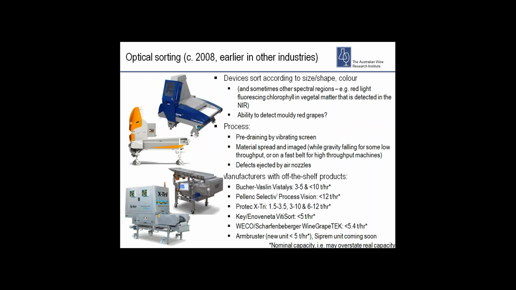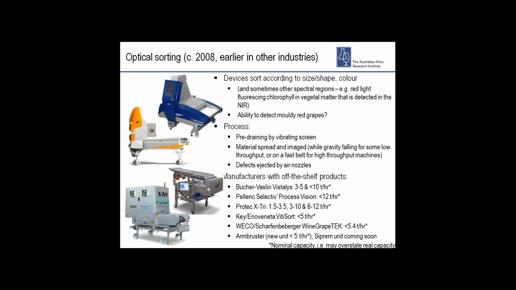So the last main sorting technology I want to discuss is optical sorters. Optical sorters have been used in other industries for many years. The first published mention that I've seen of them being used for sorting grapes is for some trials actually in Australia in 2004. But the first major commercial implementations seem to have occurred in the European wine industry in around 2008.